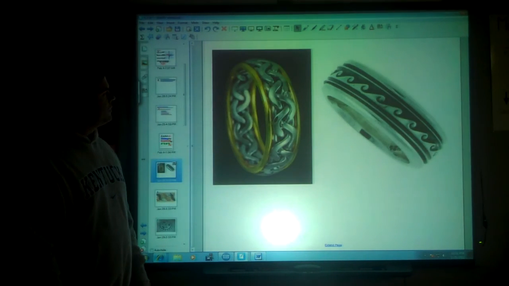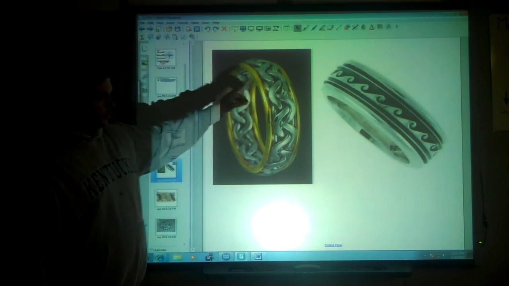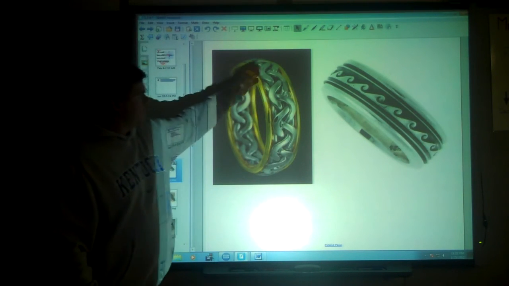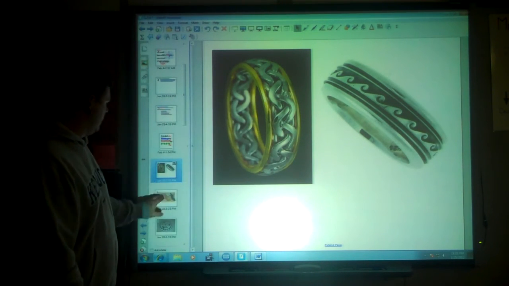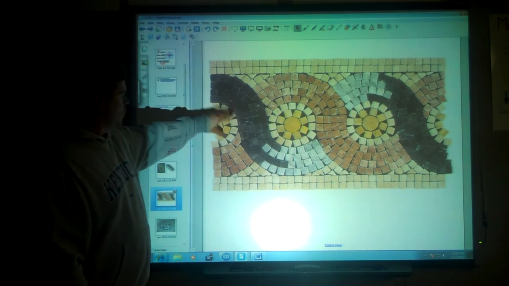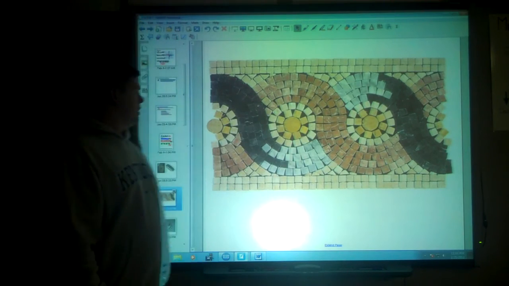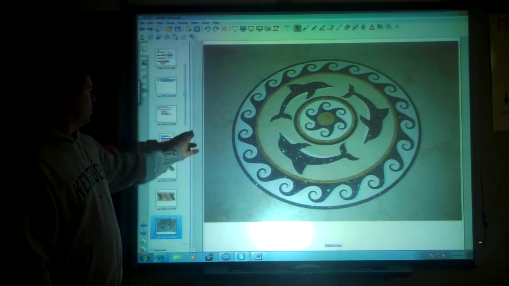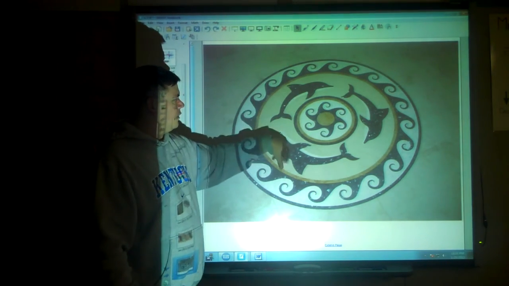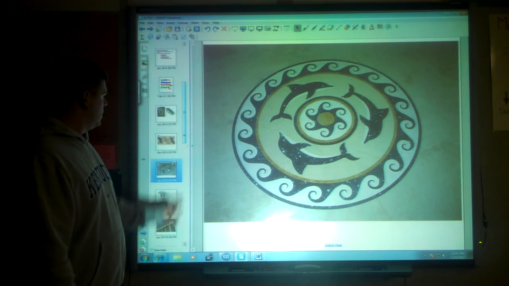Here are some other examples of some friezes. These would be fairly popular on some rings. You'll notice the continuous wave that we looked at. This pattern seems to repeat itself. Here's a mosaic that has a frieze pattern to it. The circles and the waves seem to translate all the way through. And here's more of a circular frieze, but still the same thing with the wave inside, even the dolphins all seem to fit that frieze pattern.